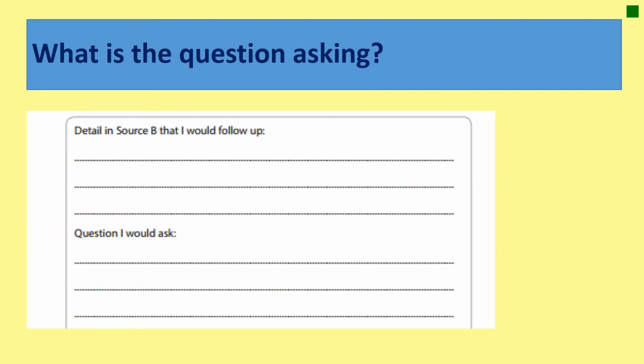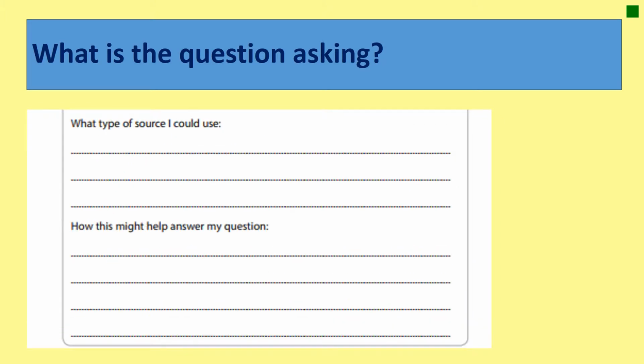So, what's the question asking? First stage, detail in B that I would follow up. Be specific if you can. Develop a quote. I'm just going to write quote there, or Q. If it's a picture, look towards selecting a specific detail within that picture. And then a question you would ask. And the question has to be related to the detail. Okay? It has to be related to that. It can't be something independent of that.